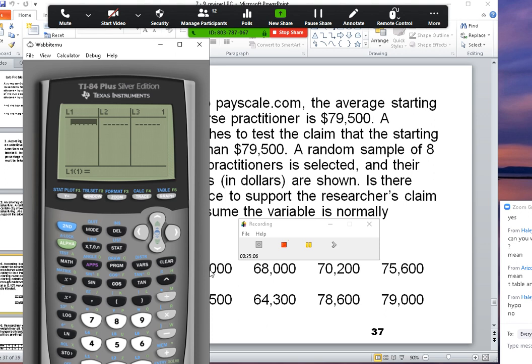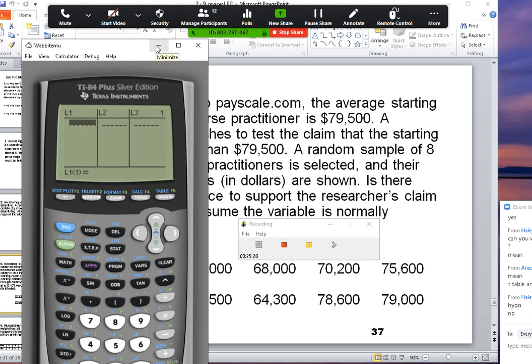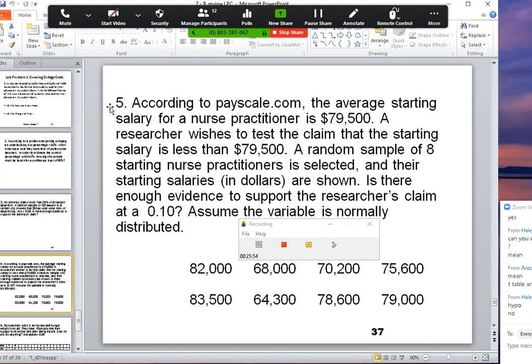Perfect. If you screw this up and you accidentally delete it, don't do this. But say you deleted it, so now it's gone, my L1's gone altogether. Then you do second, memory right here. Go to reset, 7, reset, and then go to all memory, and it says, "Are you sure?" So it's going to wipe everything out. Yes, and wipe it all out, and then your list will be back.